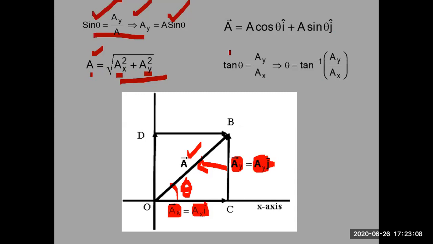If you are asked to calculate the direction of the vector A, then you will take the vertical component divided by the horizontal component. You will take the inverse of the angle. You will be able to calculate the direction of this angle along the two axes.